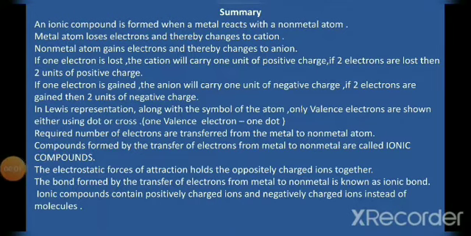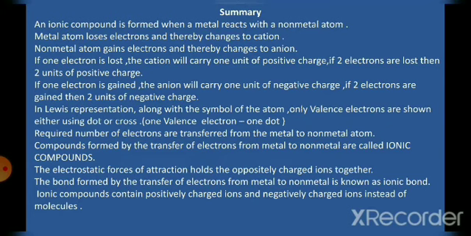Summary: an ionic compound is formed when a metal reacts with a non-metal atom. The metal atom loses electrons and thereby changes to a cation. The non-metal atom gains electrons and thereby changes to an anion. If one electron is lost, the cation will carry 1 unit of positive charge. If 2 electrons are lost, then 2 units of positive charge. If 1 electron is gained, the anion will carry 1 unit of negative charge. If 2 electrons are gained, then 2 units of negative charge.